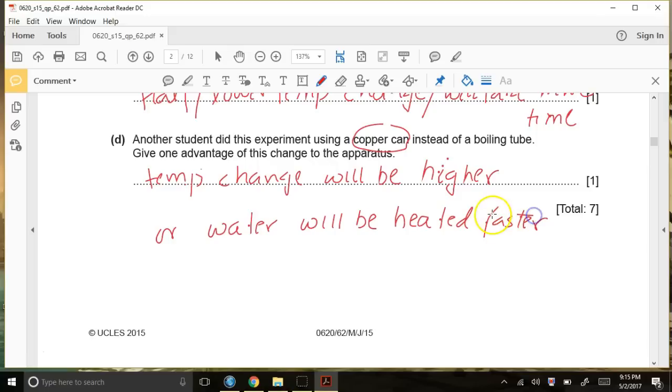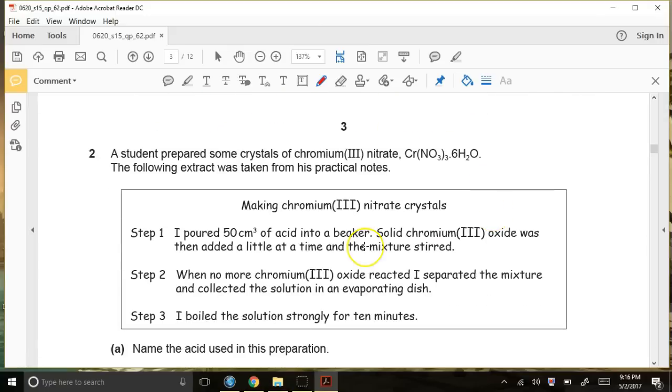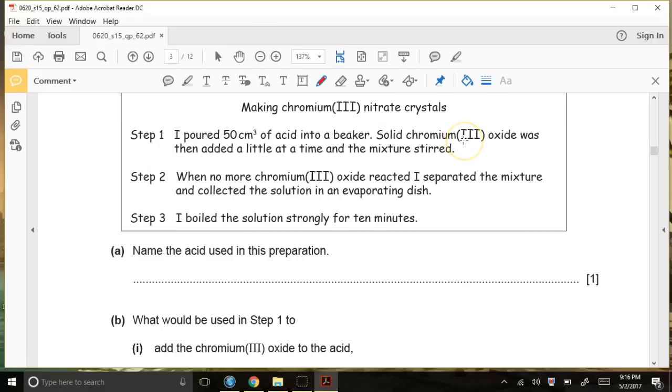Okay, so that's basically the first page. So let's have a look at the second question now. This question is connected to topic 8 of your curriculum. This kind of salts which has the 0.6 H2O are basically called hydrated salts. This is called water of crystallization. And there are 3 steps mentioned.